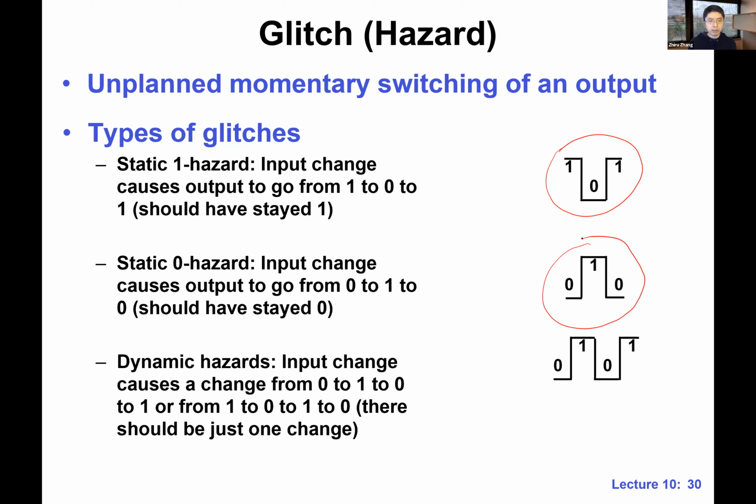And we have something called dynamic. This is where the output actually changes more than once. It's supposed to change maybe just once, but it changes more than once. Okay, so this seems counterintuitive, right? This may not be immediately clear to you guys. Why, all of a sudden, do we have this supposedly perfect circuit, which is supposed to be outputting 1, but somehow, because of the propagation delay, there's this temporary dip or spike? Why is that the case?